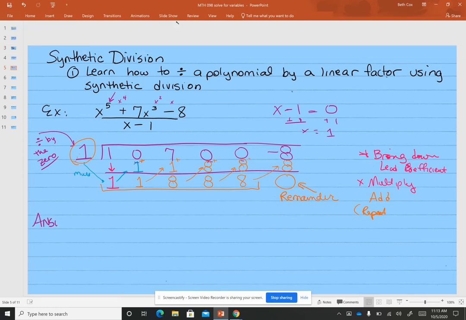Okay, so now we removed the x to the fifth. So if I divide by x to the fifth and I divide by an x to the first, then that first one's going to be an x to the fourth. So my answer is 1x to the fourth plus 1x to the third plus 8x to the second plus 8x plus 8. And I have a remainder of 0. And that's my answer to this synthetic division problem. Okay, this one was hard, but the synthetic division process is pretty easy. So let's move on to another example.